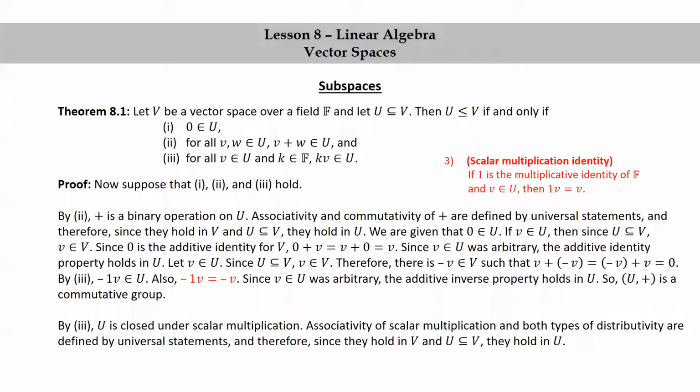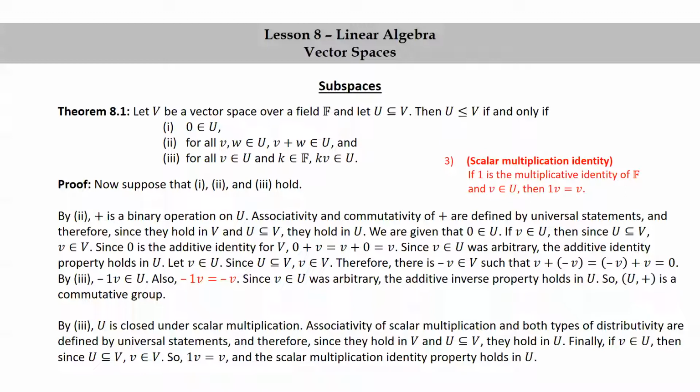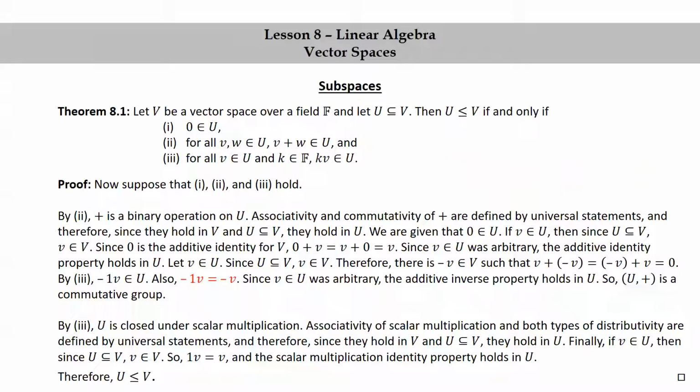Finally, the scalar multiplication identity. If V is in U, then since U is a subset of V, V is in V. So 1 times V is equal to V, and the scalar multiplication identity property holds in U. Therefore, U is a subspace of V.